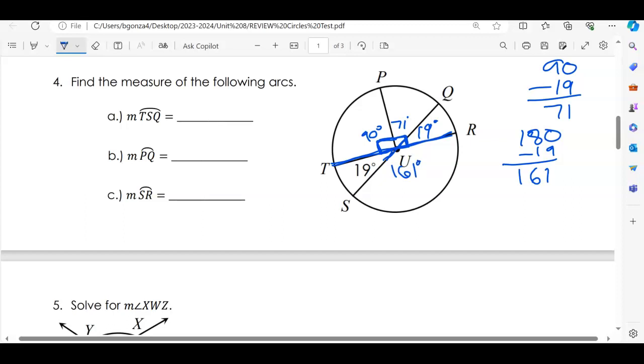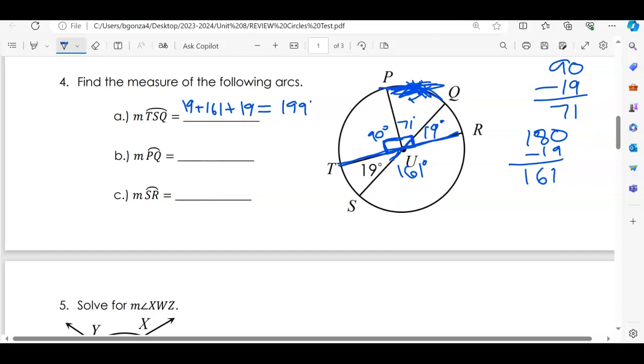All right, so let's do TSQ. From T to S to Q is adding all three of these angles up. 19 plus 161 plus 19. That equals 199 degrees. And then PQ from here to here. Okay, so from P to Q over here has to match the central angle, right? Oh, I should have written that. All these outside arcs match the central angles. So PQ is 71 degrees. And then SR from here to here, we already know the central angle is 161. That is 161 degrees.